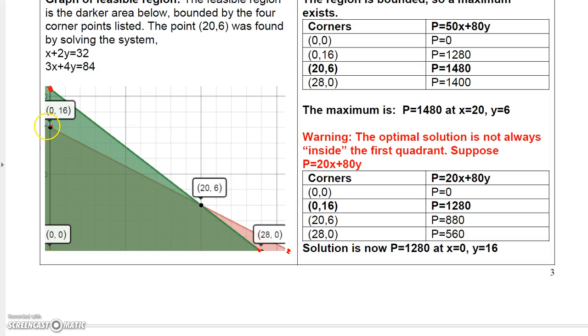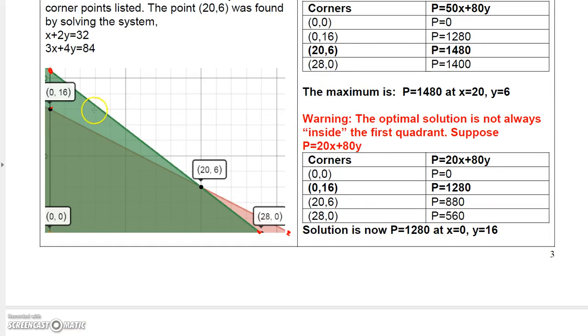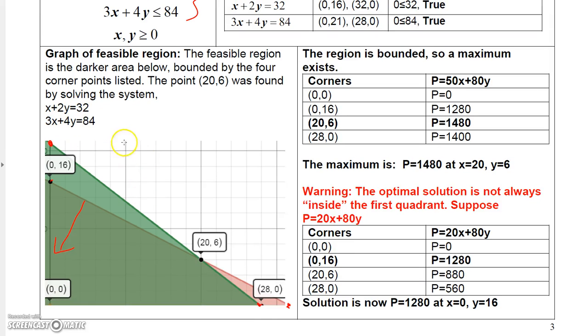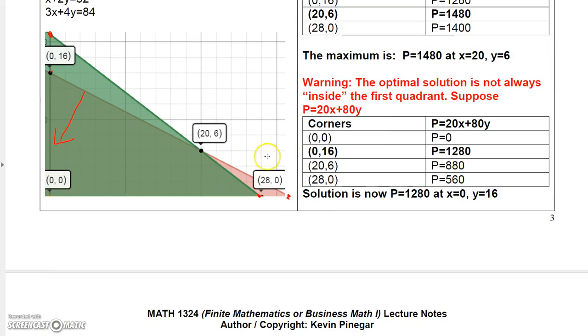Now, the first line, if you graph it, (0, 16) and then follow it down to (32, 0), which is over here, you're going to get that line. And then when you test the origin (0, 0), you're going to get a true statement. So you shade everything below that line. And then the other line that goes through (0, 21) and (28, 0) would be this line. And if you test (0, 0) for that line, you're also going to get a true statement. So you shade everything below that line as well.